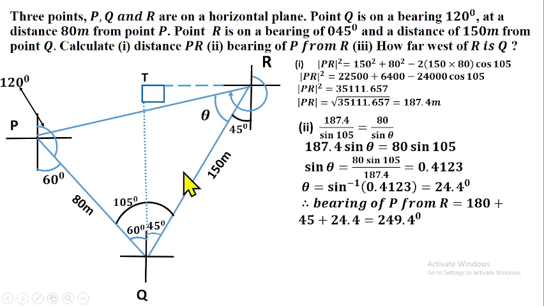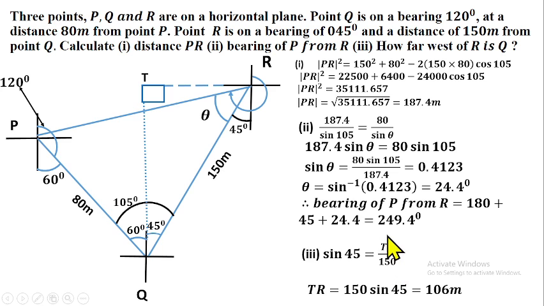So I can label that T. So that will give us a right-angled triangle. And this angle here, we already know, which is 45 degrees. So we can use that to find from here to here as TR, as how far west of R is Q. So we can use opposite over hypotenuse. Since we have this side, which is 150 meters, opposite over hypotenuse, that will be sine. So sine 45 will give us TR over 150. Cross multiply. TR will be 150 sine 45. Press your calculator, that will give us 106 meters approximately.